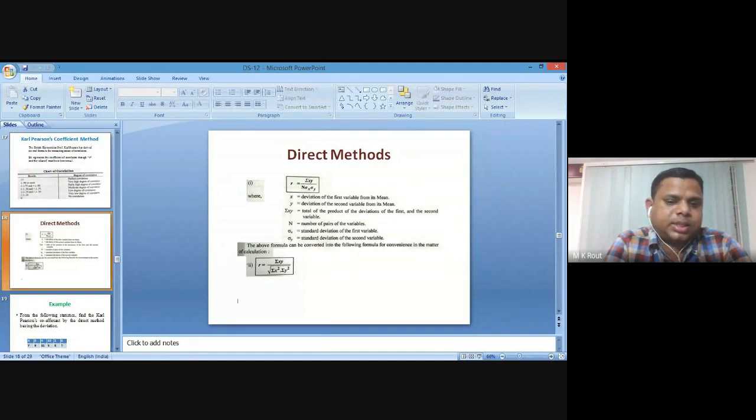The next is sigma x, that is the standard deviation of the first variable. Then sigma y is the standard deviation of the second variable. If you convert the formula into other words, r equals summation of xy divided by the square root of summation of x square into summation of y square. Is it finished?